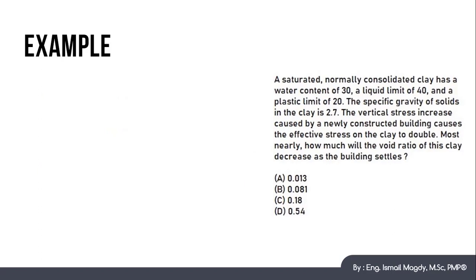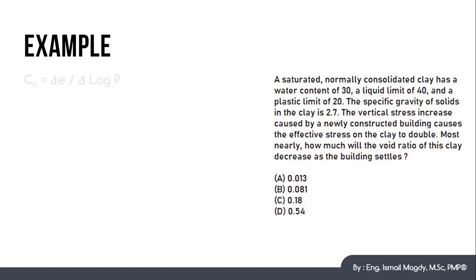Let's check this problem. We have a saturated, normally consolidated clay with water content of 30, liquid limit of 40, and plastic limit of 20. The specific gravity of solids is 2.7. Vertical stress increases because of a new construction, and it causes the effective stress on the clay to double. How much is it going to decrease the void ratio of this clay because of the new construction? First step, we want to identify if this is virgin or recompression, and here it says normally consolidated, and as we learned, this is virgin compression.